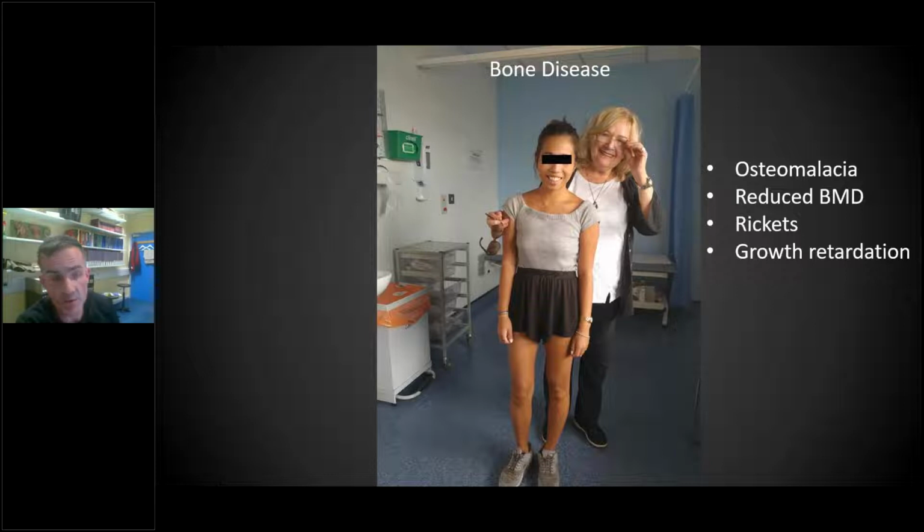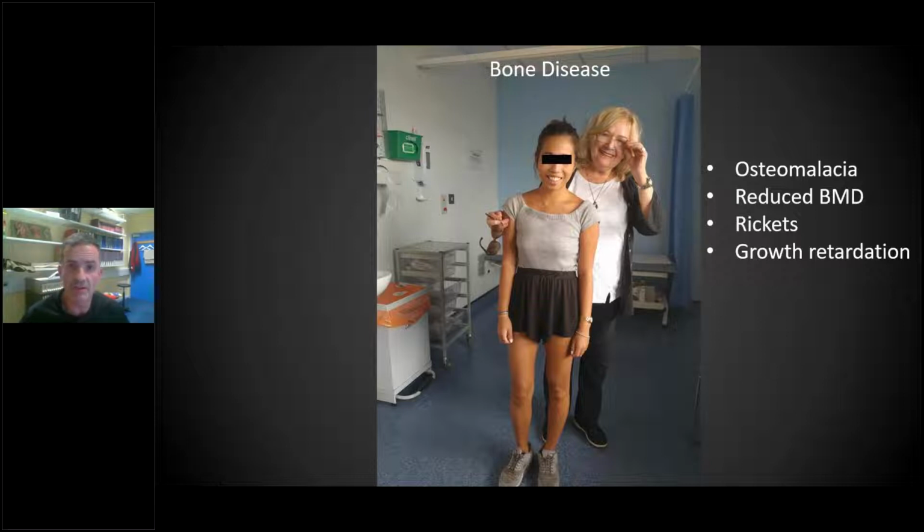And I don't know what yours are like, but certainly ones in the UK will say that you have osteoporosis if you have a T-score of less than -2. This does not mean these patients have osteoporosis. What it means is they've got low bone mineral density. In this case, it's from osteomalacia. As I said before, if you get bone demineralization when you're a child, you can get rickets.